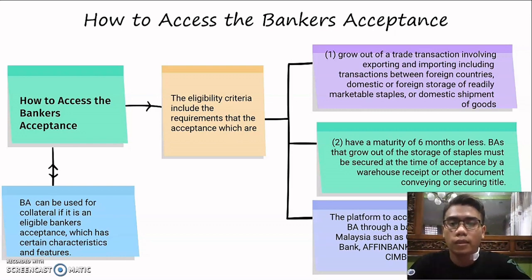Okay, next, how to assess the banker's acceptance. The first one is the eligibility criteria, which include the requirement that the acceptances grow out of a trade transaction involving exporting and importing, including transactions between foreign countries. Next, have a maturity of 6 months or less. Banker's acceptances that grow out of the storage of staples must be secured at the time of acceptance by a warehouse receipt. The platform to access banker's acceptance is through banks in Malaysia such as OCBC Bank, Affin Bank, and CIMB Bank. A banker's acceptance can be used for collateral if it is an eligible banker's acceptance which has certain characteristics and features.